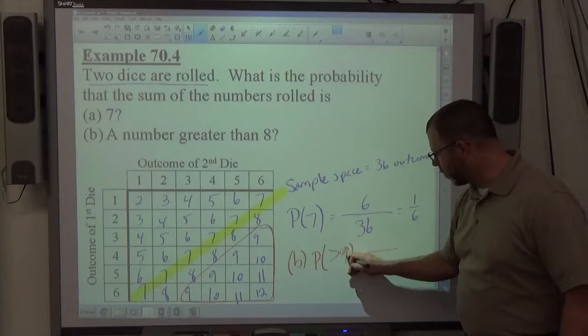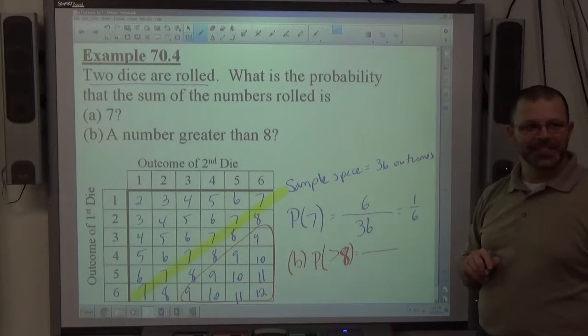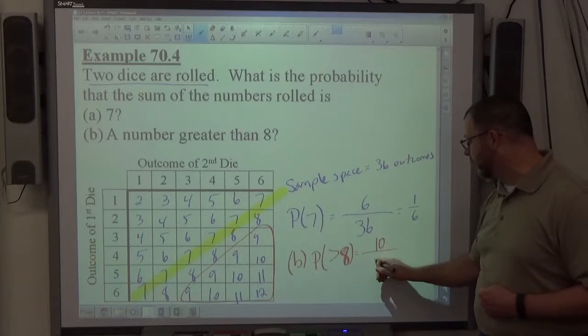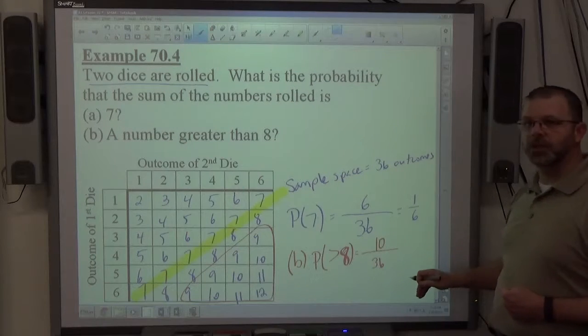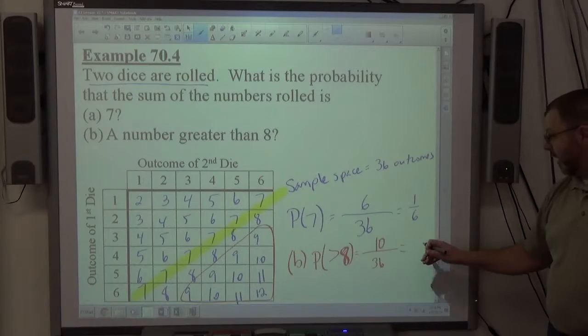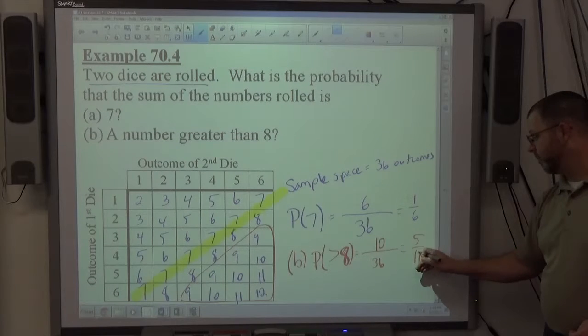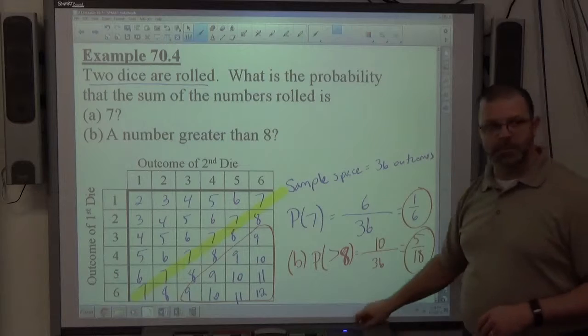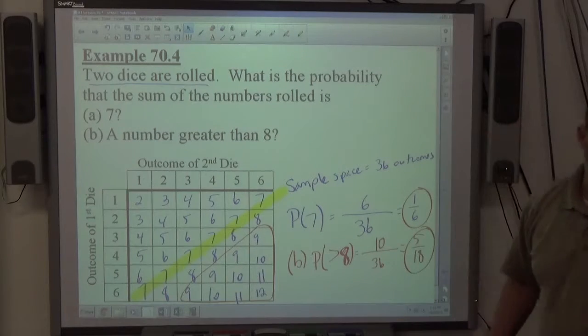I don't know why I wrote 9 there. Greater than 8 is 9, 10, 11, 12. There's 10 numbers that fit that description out of 36 total numbers. And 10 and 36 divides down to 5/18. Again, I'm looking for fractional answers here. I do not want decimal answers to these problems.